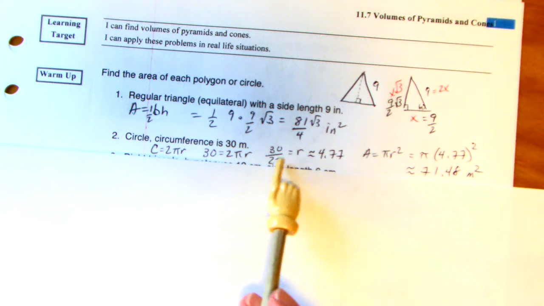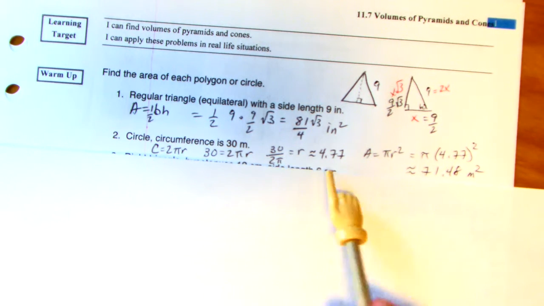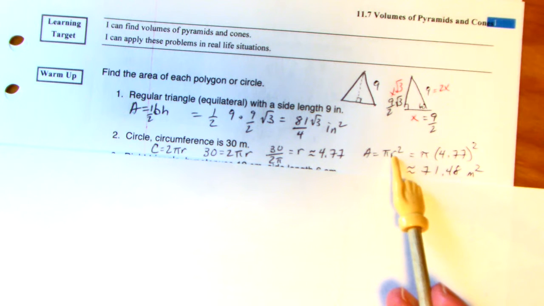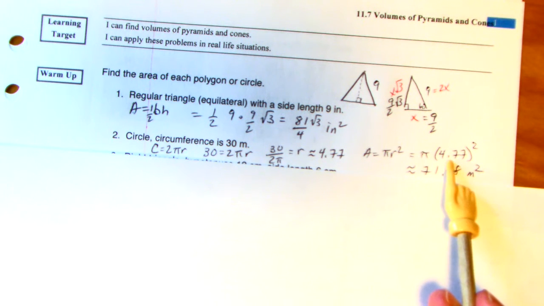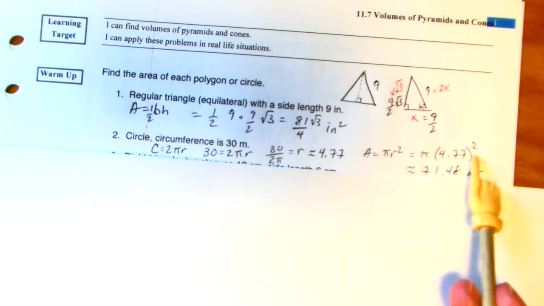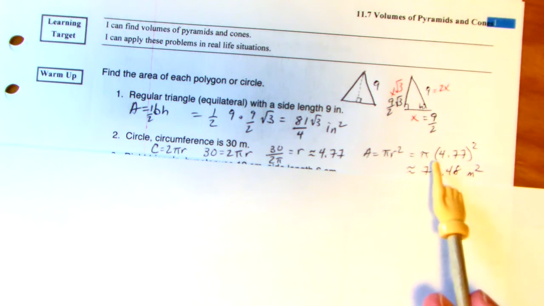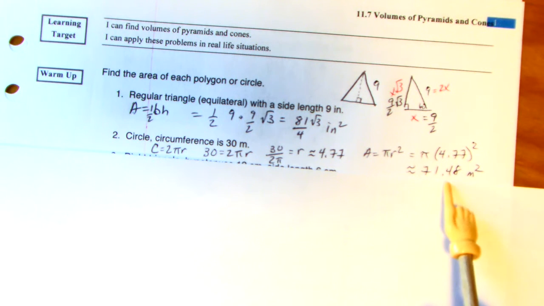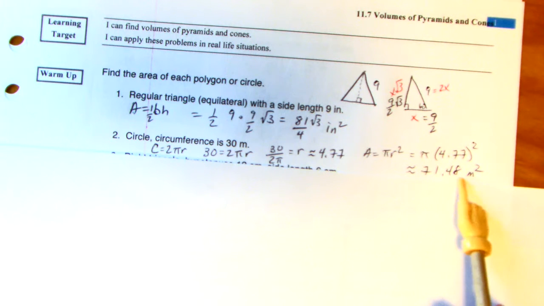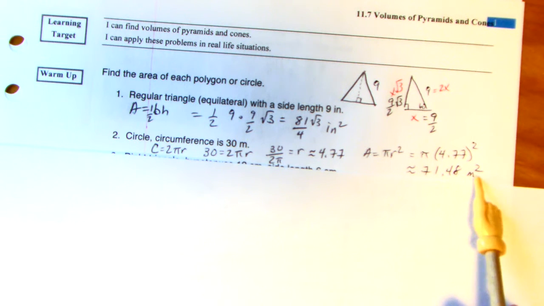Now this is an approximate. This is the exact value for r. In pre-calculus, I would use this. So area is equal to pi r squared. In calculus, I would put the 30 over 2 pi quantity squared and work it from there. But otherwise, you can just put in the values. I get about 71.48. Don't forget to put the units, meters squared.